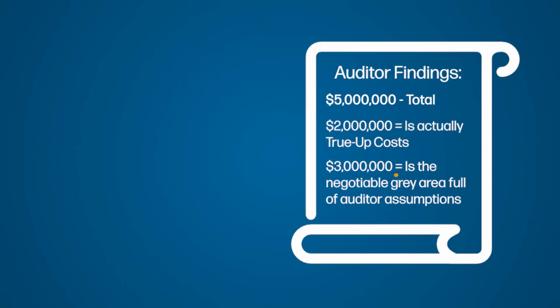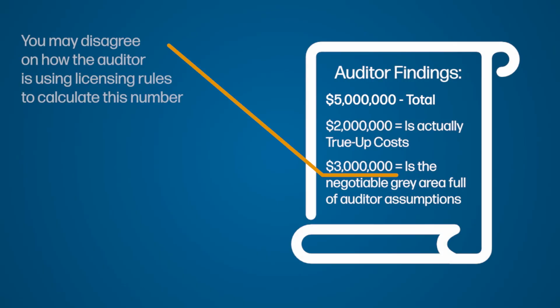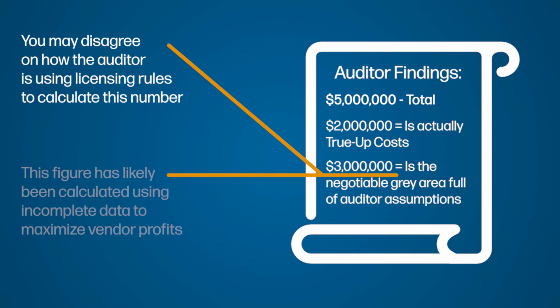What we want to have left are those gray areas, the areas where the auditor couldn't make an assumption based on the license rules and you disagreed with the way that they were looking at them, or where there's incomplete data that assumptions have been made about or extrapolations have been done against that is incorrect and costing you money. That's where we want to spend our time negotiating with the vendor, on these gray areas. And hopefully that's all that we have left.